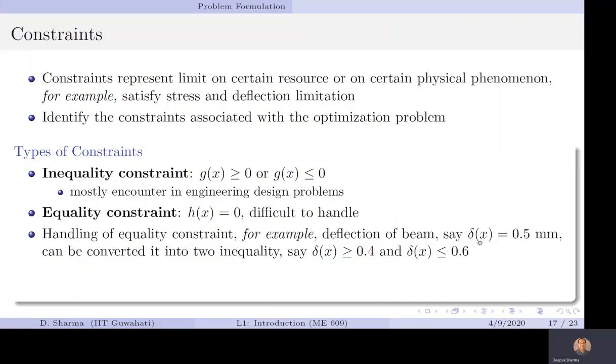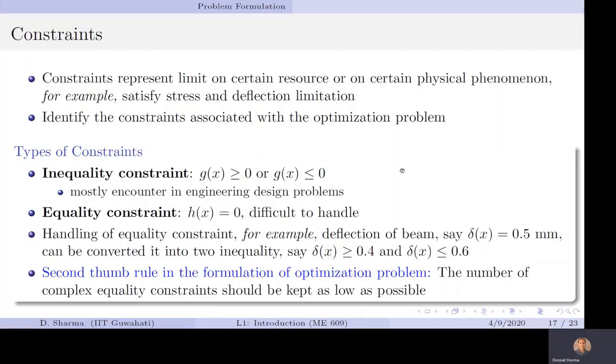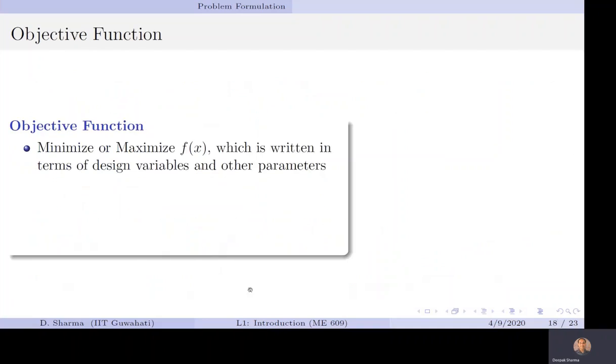For example, we can have the deflection in the beam equal to 0.5. So this is an equality constraint. If we want to include it, it is better to convert it into two inequality constraints, as given here. The deflection should be greater than 0.4, but it should be less than 0.6. In this way, we can simplify our problem. So the second thumb rule in the formulation of an optimization problem is that the number of complex equality constraints should be kept as low as possible.